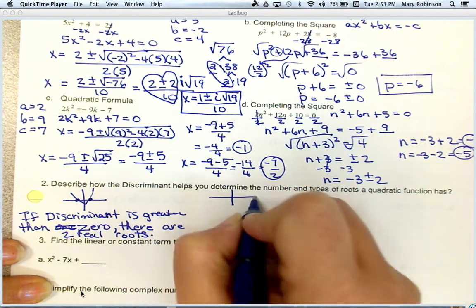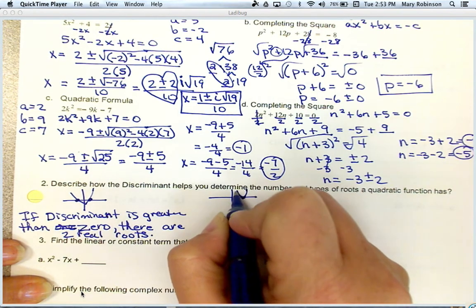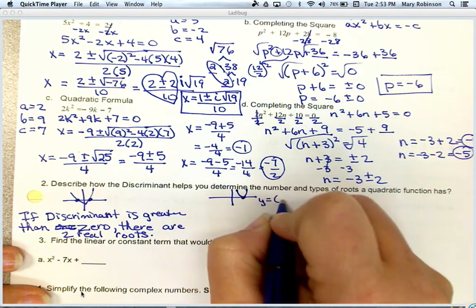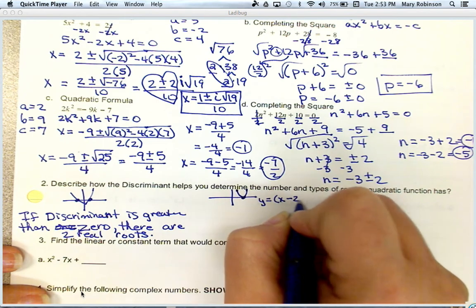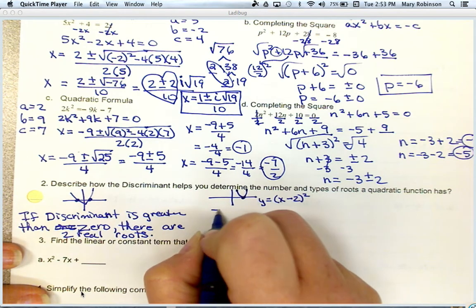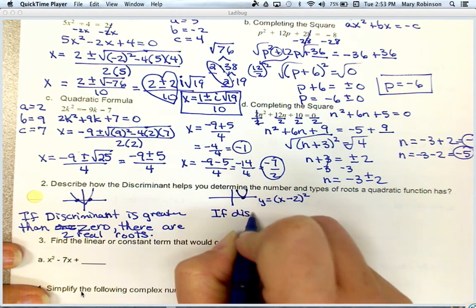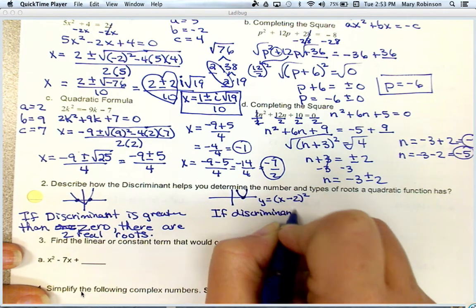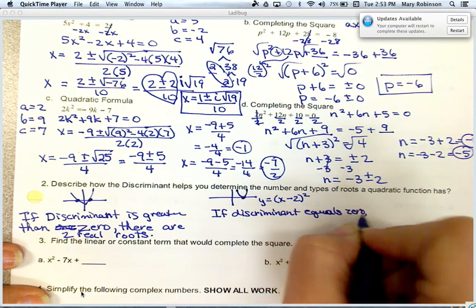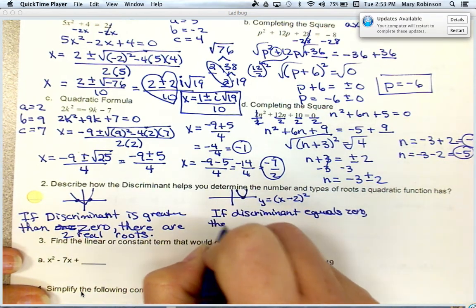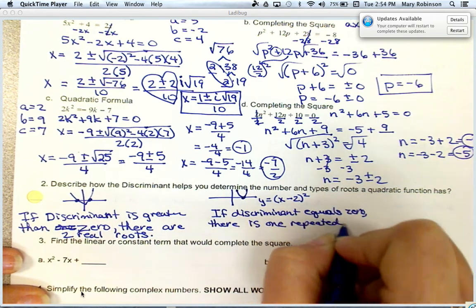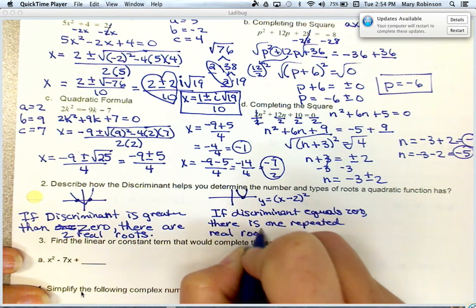Another possibility is if it bounces off the x-axis, meaning we have a multiplicity on our factor. So for instance, like y equals x minus 2 quantity squared, it would touch the x-axis. So we call that a repeated solution, but that happens if our discriminant equals 0. So if the discriminant equals 0, there is 1 repeated real root.